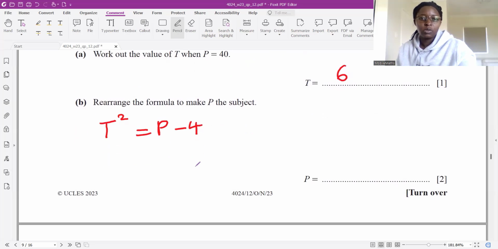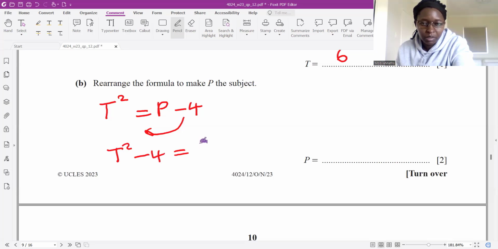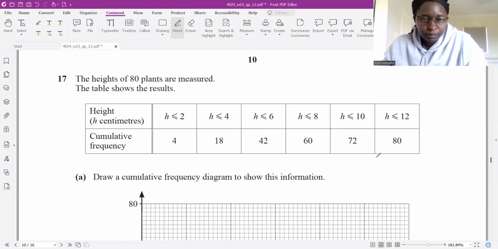To get our p, we take this 4 to this side so that it becomes t squared minus 4 is equal to p. So p is equal to t squared, this is now a plus, sorry, because it's changing sign. It's going to be equal to t squared plus 4. Okay, perfect. Let's move on, number 17.